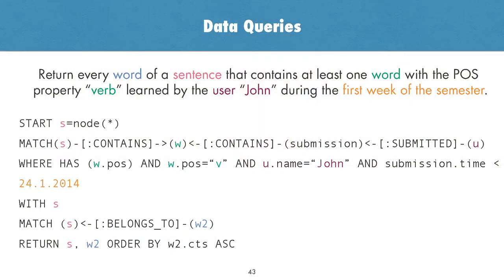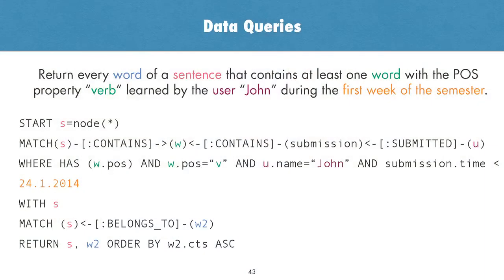And as the last example, this could actually be a real use case for our environment. Return every word of a sentence that contains at least one word with the part of speech property verb learned by the user John during the first week of the semester. I think you would have to make a join over 4 tables, and it would be very nested if you made this in a SQL statement. And here again, you have only the subgraph, let's say, in the where clause, which didn't fit on 1 line, so the date is on the 2nd line. This is actually an example for our application, and this is also the end of my talk.